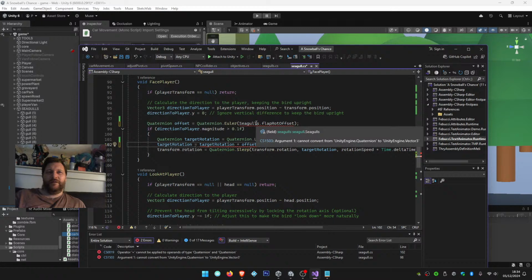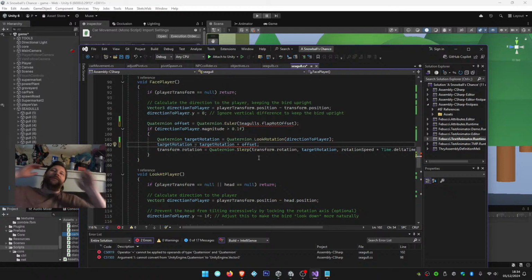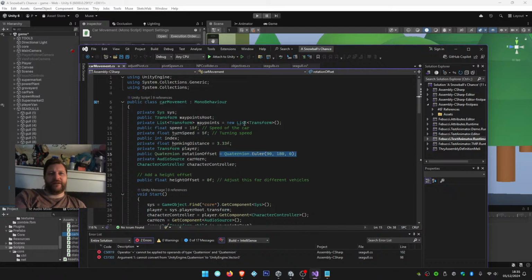Yeah, of course. I'm so confused because now it's trying to convert, and I was going to say, yeah, Euler is a vector 3. So how do we declare a quaternion with a vector 3? Maybe that's how Euler works. I don't know. I'm so confused. Let me look at this again.